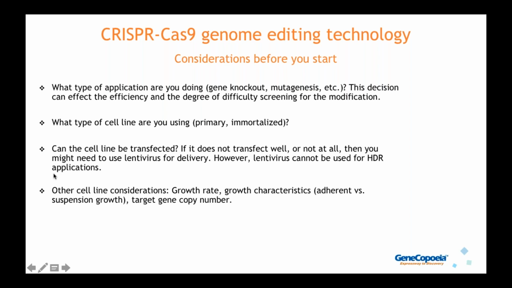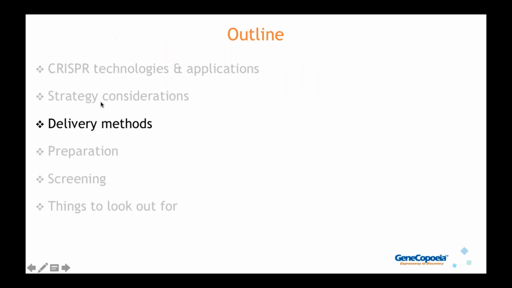And then there are other cell line considerations such as growth rate, growth characteristics, meaning are they adherent cells versus suspension growth cells, and target gene copy number. So these are the major questions you need to ask yourself and keep in mind as you're designing the experiment and before you start. Okay, so now let's talk about delivery methods for the reagents.